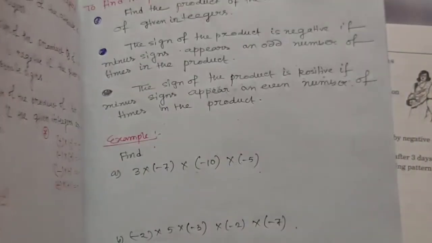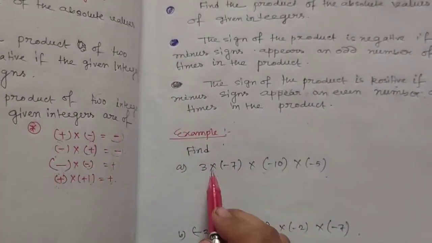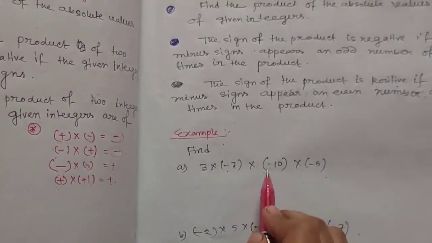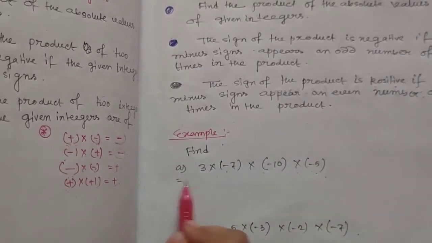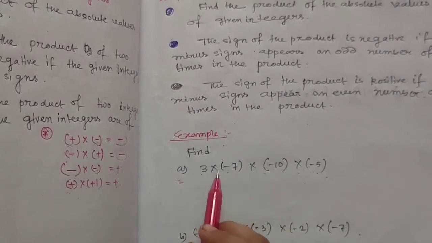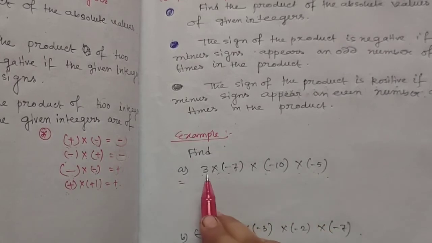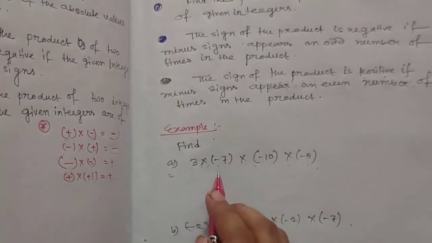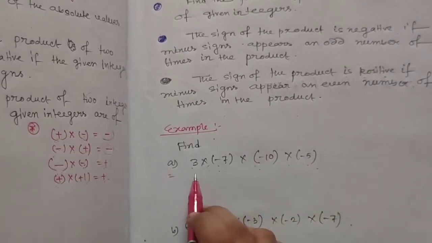Okay, so let's do some examples. Find 3 multiplied by minus 7 multiplied by minus 10 multiplied by minus 5. So first, what can I do? First we will multiply the absolute values of the integers. The absolute values are 3, 7, 10 and 5. If we multiply these absolute values, which number will we get?